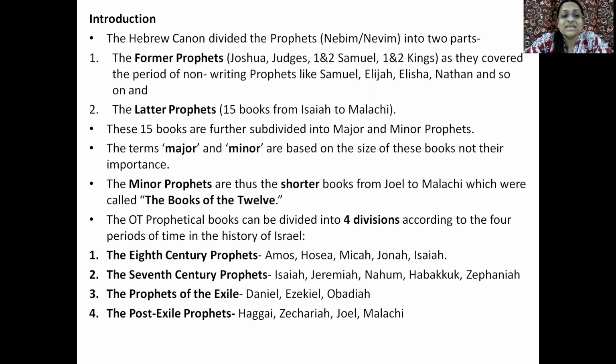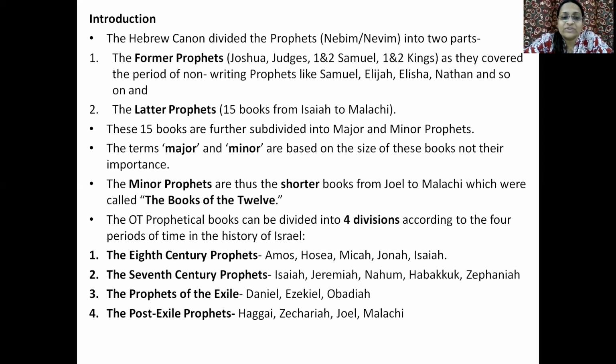So that is the only difference between the major and the minor. There is no difference in the call. There is no difference in the importance of the prophet or his ministry. There is no difference of importance in all those things, but the only difference is in the size of the book. Okay, so remember that for further references.